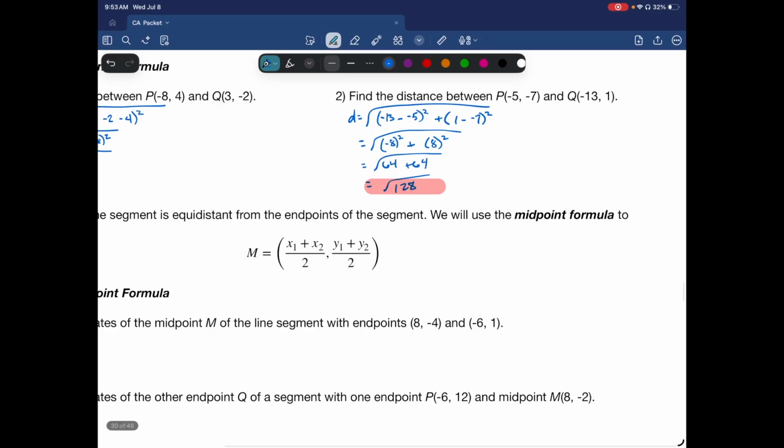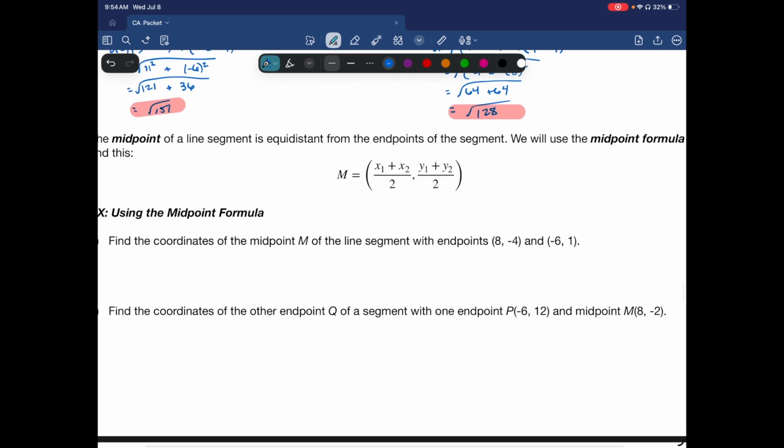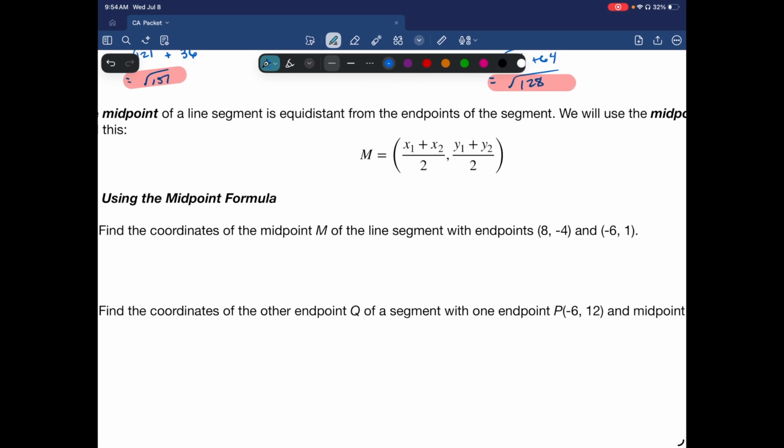Now, your midpoint formula is a little different. The midpoint of a line segment is the equal distance from the endpoints of the segment, and we use this formula. You're essentially taking the average of the x's and the average of the y's. If I'm looking for the midpoint, I'm just going to use the midpoint formula. This is going to be 8 plus negative 6 over 2, and negative 4 plus 1 over 2. 8 minus 6 is 2, so I get 2 over 2.